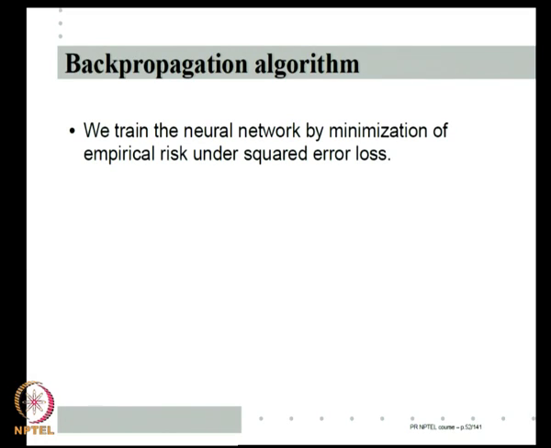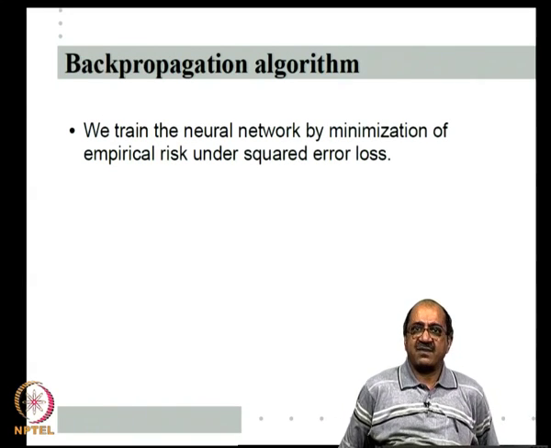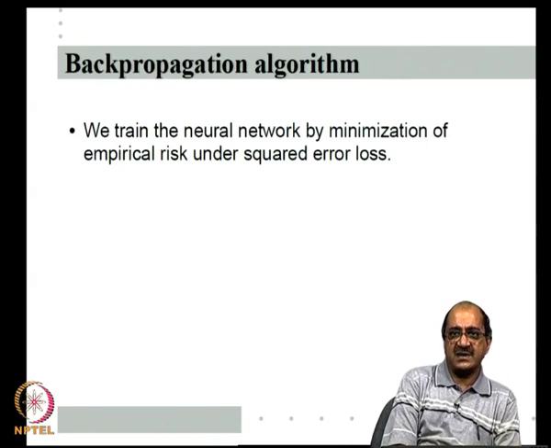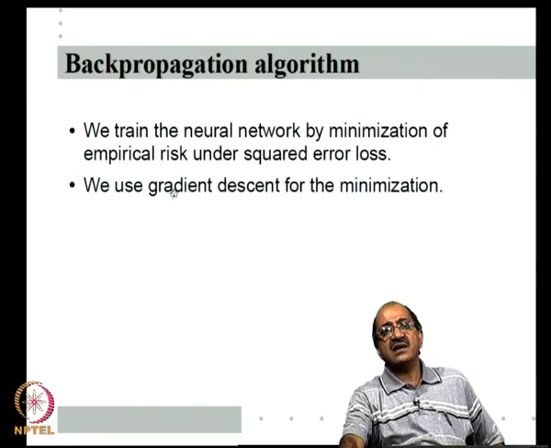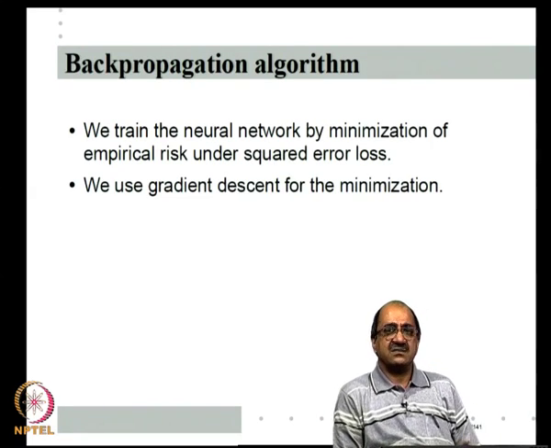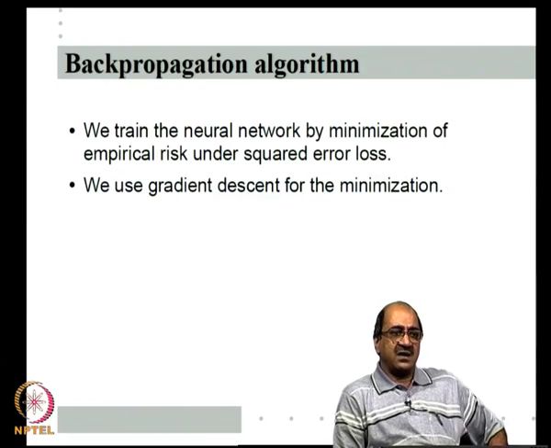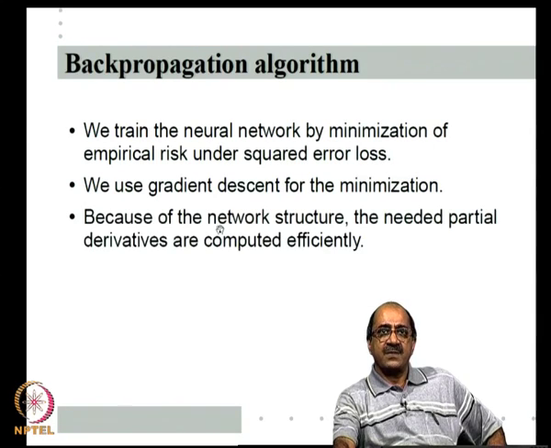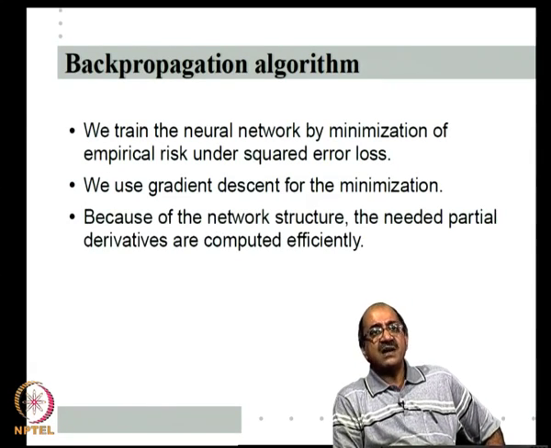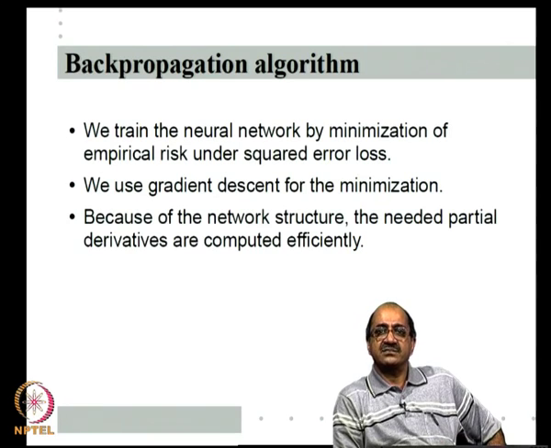So, let us sum it up. We train the neural network by minimization of empirical risk under the squared error loss function. We are essentially looking at training the neural network to represent a function. We are given x's and d's, x belongs to some n1-dimensional space and d belongs to some n_L-dimensional space. I am learning a function from R^n1 to R^n_L. So, we train the network by minimizing the empirical risk under squared error loss. For minimizing the empirical risk, which is essentially the sum of squared errors, much like your least squares method, we use gradient descent for the minimization. Because of the network structure, the needed partial derivatives are computed very efficiently.